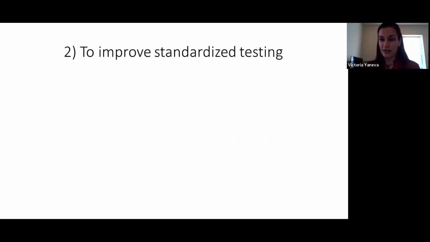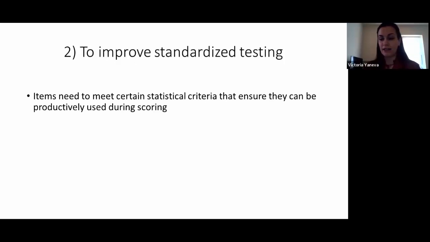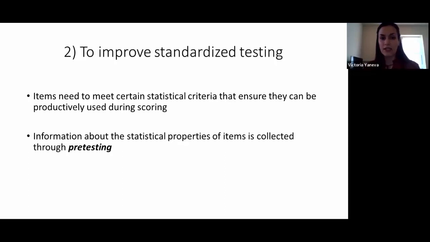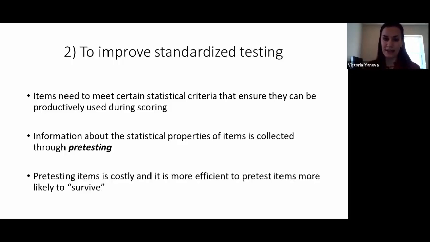Currently, this information is being collected in the following way. All items that are included in a test need to meet certain quality criteria related to how difficult they are, how well they are able to discriminate between students of low ability versus students of high ability, and so on. This information is obtained through pretesting. This is embedding new items in a live exam without scoring them. However, the examinees don't know that they're not going to be scored on these items, so their behavior for solving them should be similar to their behavior for solving live items.